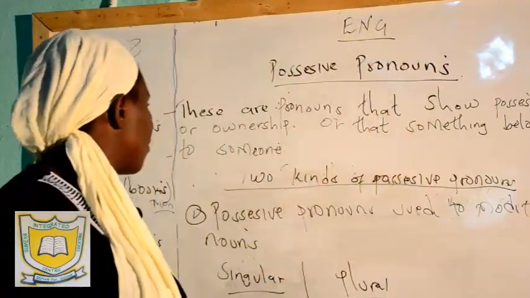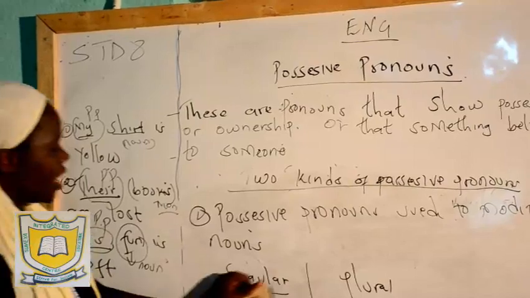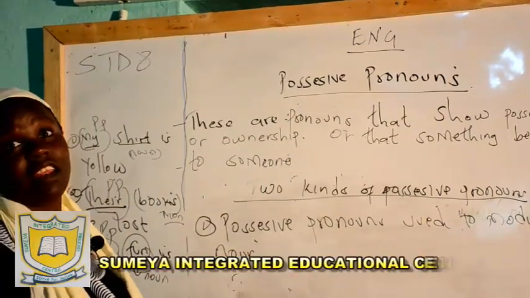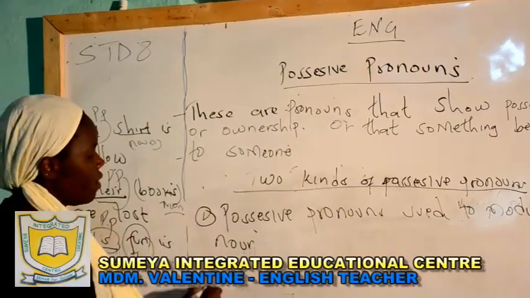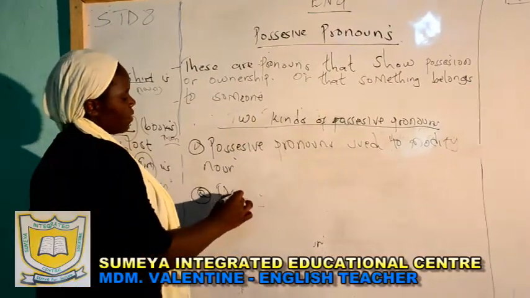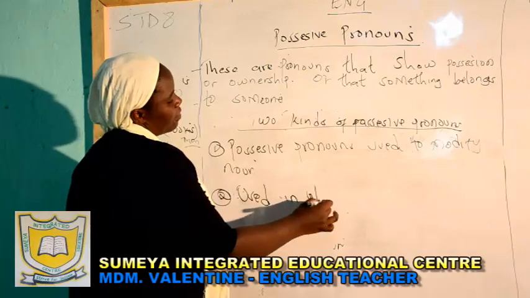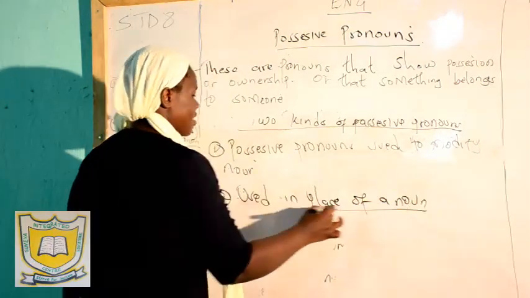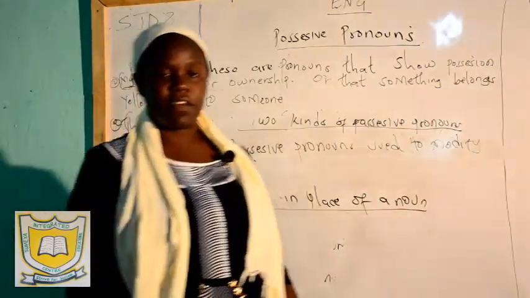So kind number 2 of possessive pronouns is those possessive pronouns that are used in place of a noun.